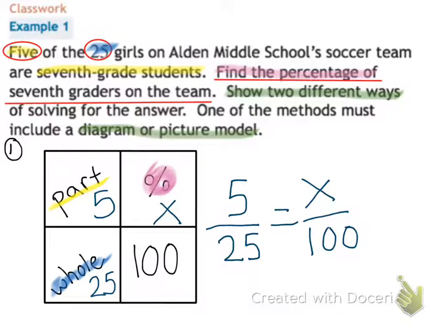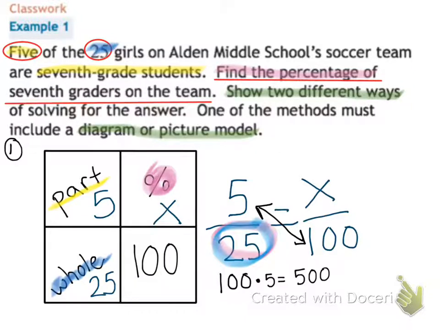What you first do is multiply the numbers that are diagonal, like right here, 5 and 100. So I'm going to multiply 100 times 5, and that gives me 500. Next, I'm going to divide by the number that's diagonal from the X, the only number we haven't used. So I'm going to divide 500 by 25, and that gives me 20. So I know that 20% of the girls are 7th graders.